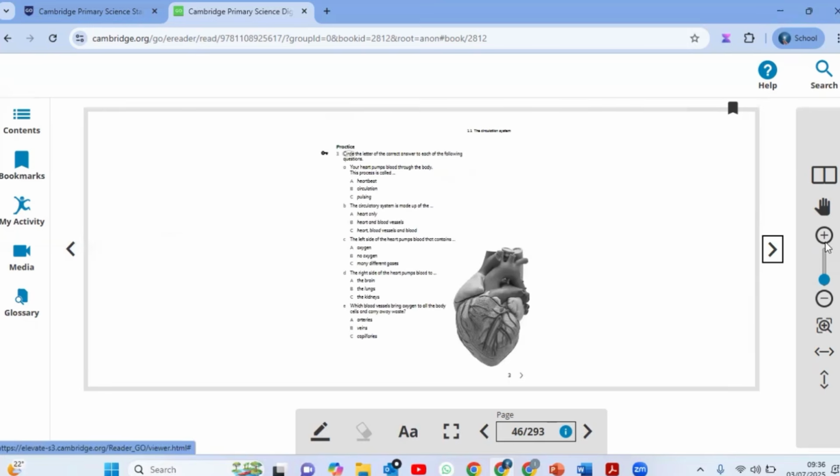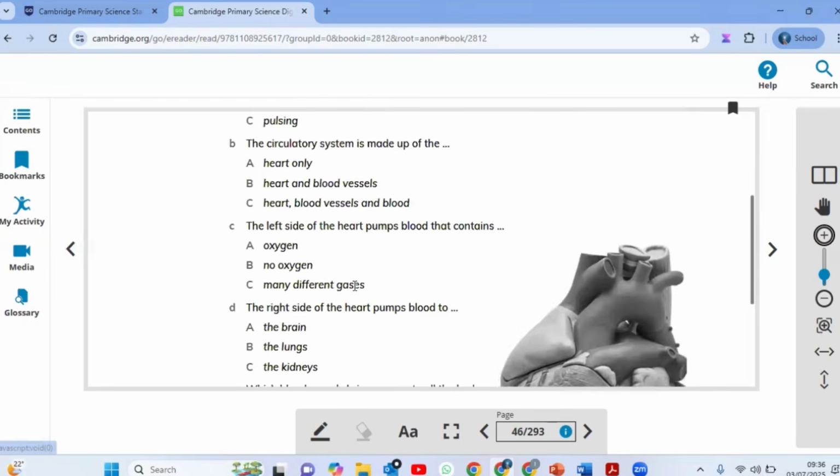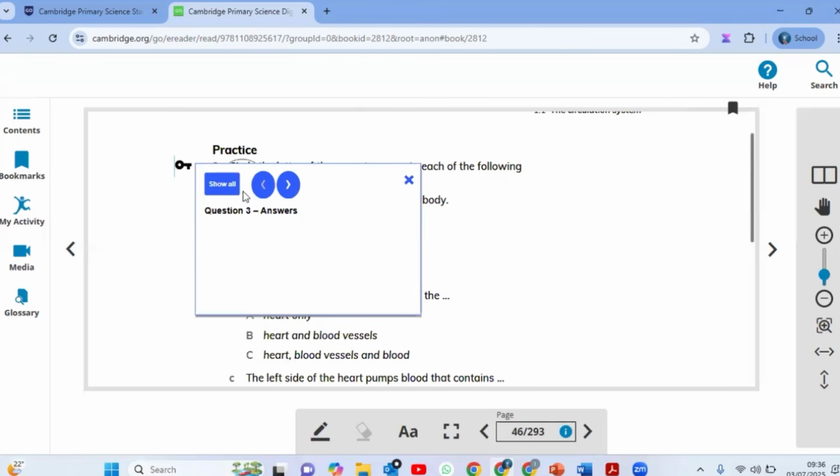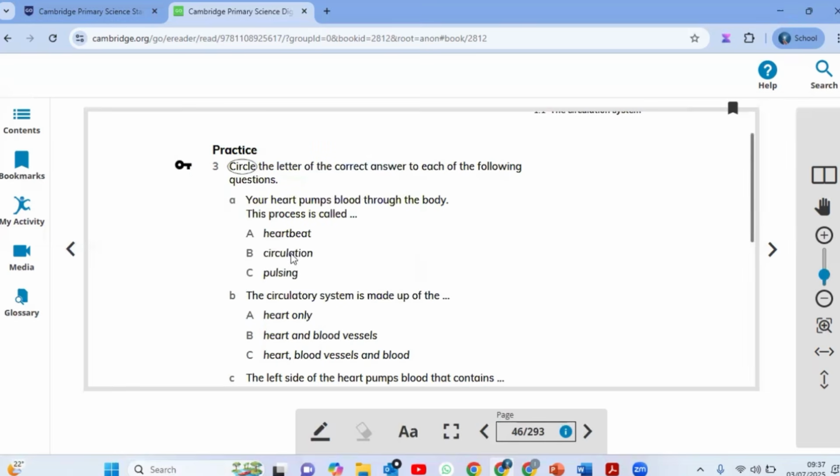Now let's go to these questions. You have question number 1. Let's do it together. Your heart pumps blood through the body. This process is called what? Heartbeat, circulation, or pulsing? So what do you think? What is the answer? Yes. Let's check the answer. It is B, called circulation. So the answer is B.